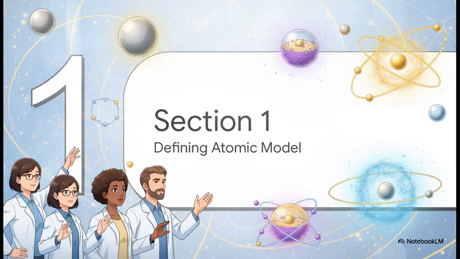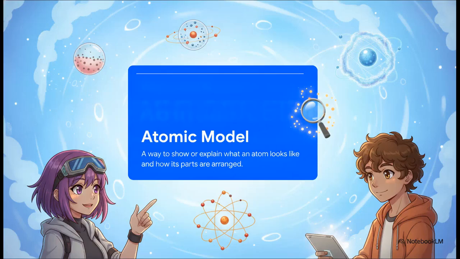Section 1. Defining the atomic model. Okay, you'll definitely want to write this exact definition down. An atomic model is basically a way to show or explain what an atom looks like and how all its parts are arranged. We literally can't see atoms with the naked eye, right? So these models act like maps for us. Understanding this is absolutely crucial. It's the key to unlocking everything else on the test.